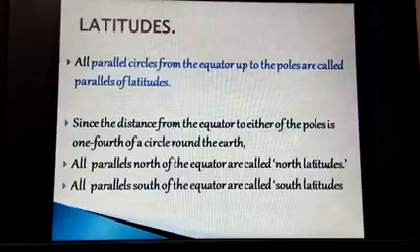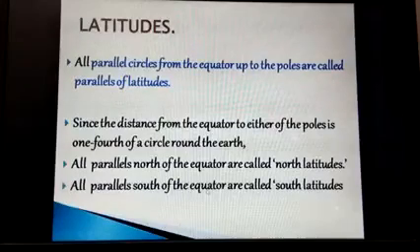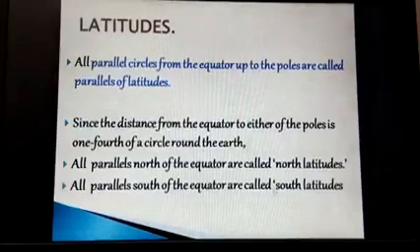All the parallels north of the equator are called north latitudes. All the parallels south of the equator are called south latitudes.